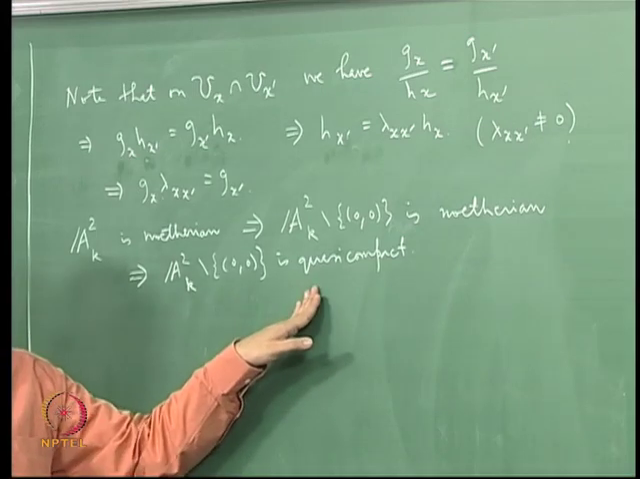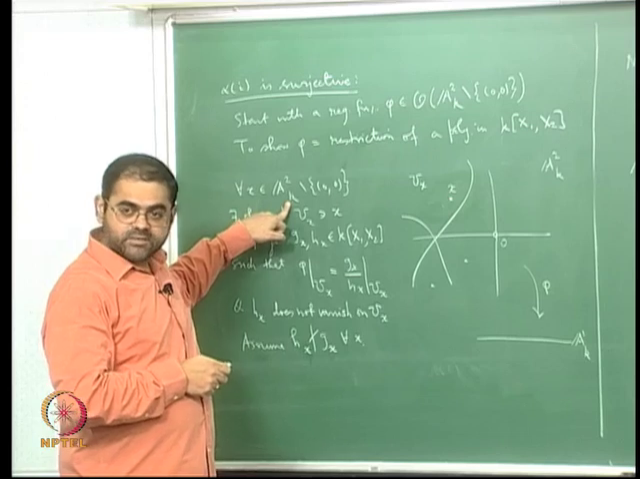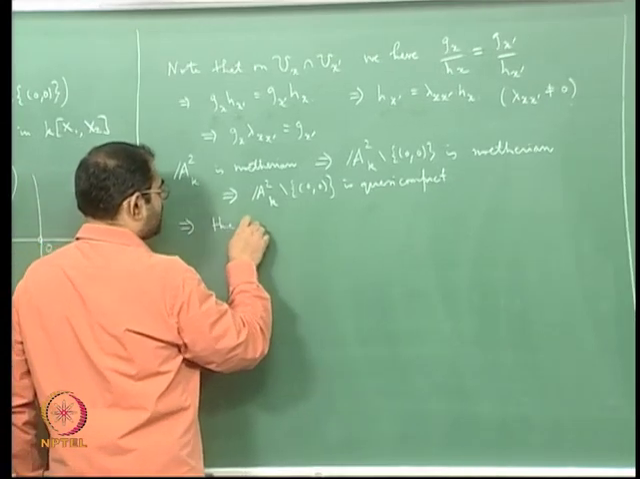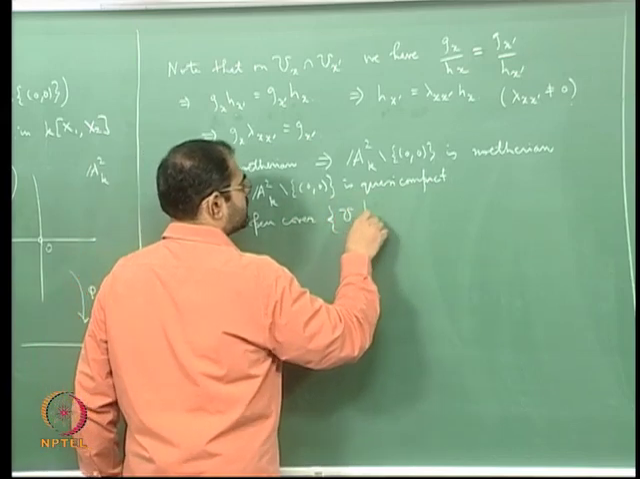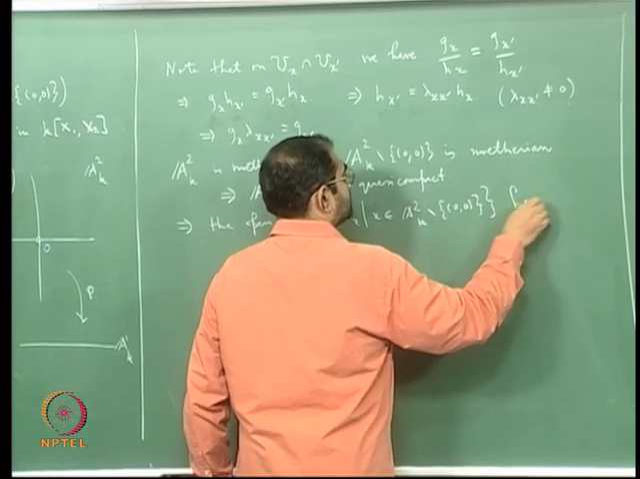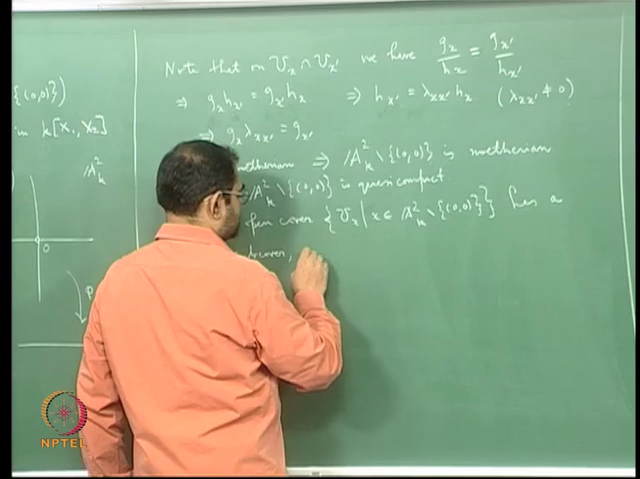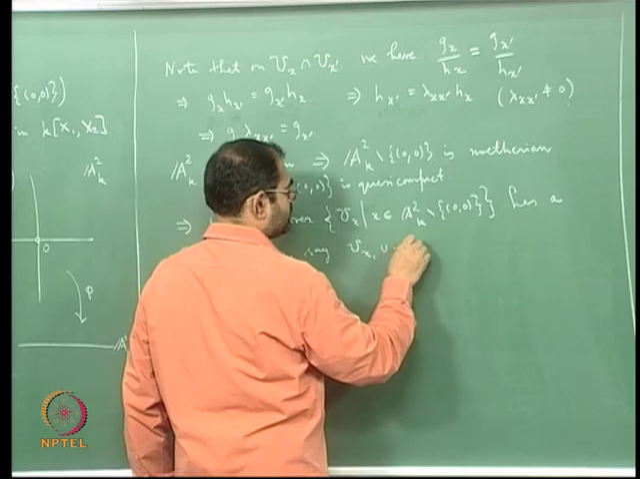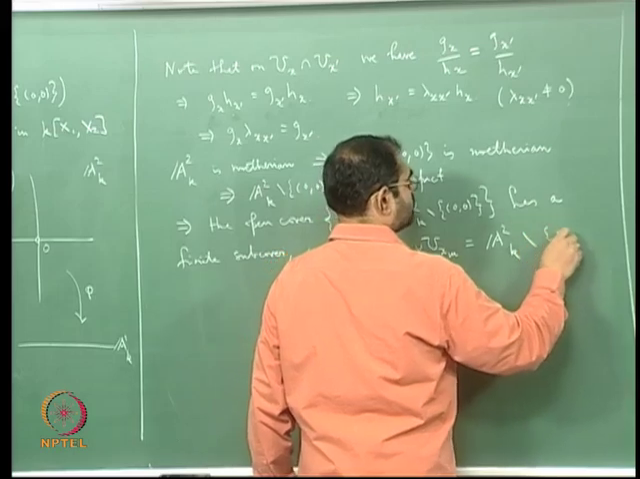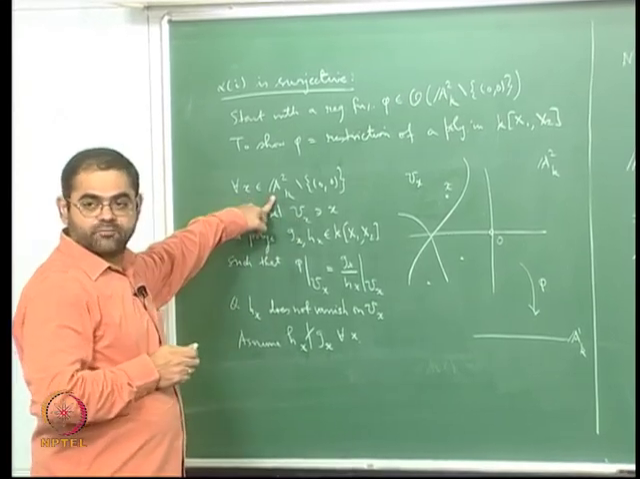So this is quasi compact, but if I take all the Ux's as x varies in A2 minus a point, I get an open cover for A2 minus a point, and that is quasi compact. So finitely many of these should be enough to cover A2 minus a point. So this implies that the open cover Ux, x belonging to the punctured plane A2 minus a point, has a finite subcover, say Ux1 union ... union Uxm is equal to A2 minus a point. And mind you, each open set is being taken in A2 minus a point.